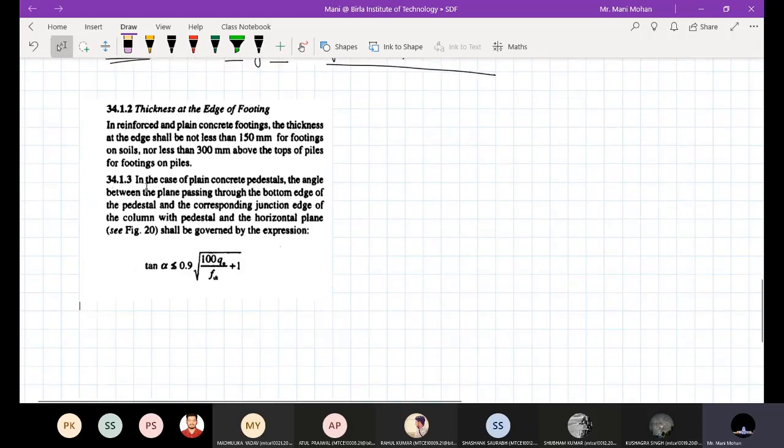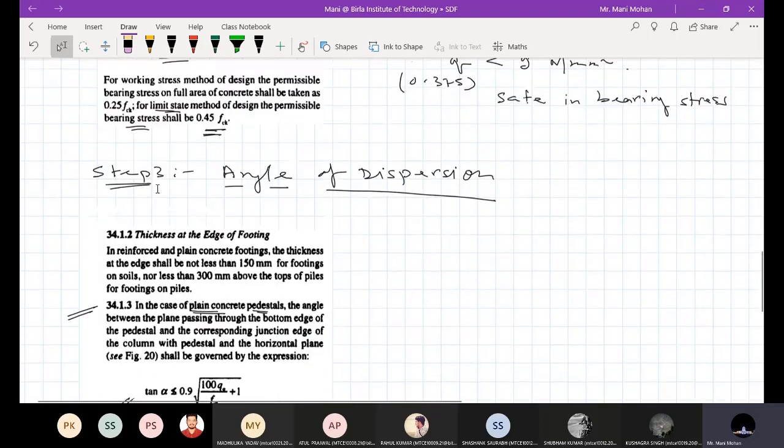Now, if you read 34.1.3, I should focus on this. In case of plain concrete pedestal, here I should not worry about the pedestal, I should worry about this plain concrete. Instead of a pedestal, I have a plain concrete footing, so that can also act as a pedestal. So the angle between the plane passing through the bottom edge of the pedestal and the corresponding junction edge of the column. So this is the equation which is given. So what do you mean by this?